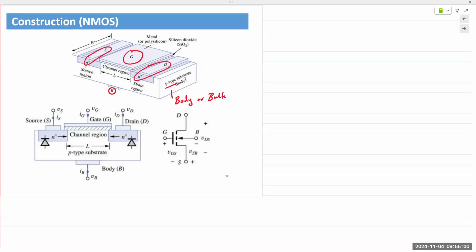The gate is isolated from the rest of the bulk or the rest of the substrate by the oxide, electrically separate, right? And there's two N-type materials inside the P-type substrate, but there is no pathway, there's no pipe, there's no channel between the two. And right now, theoretically, the device is symmetrical.